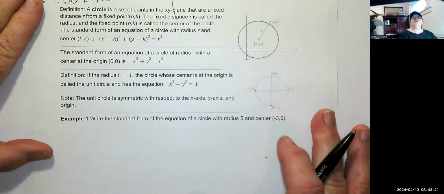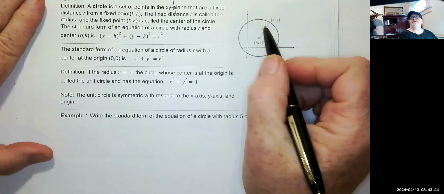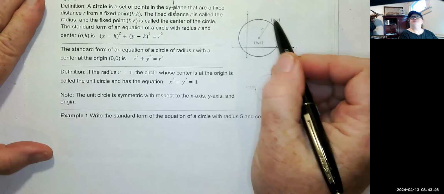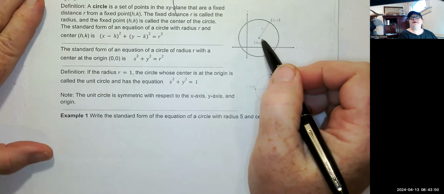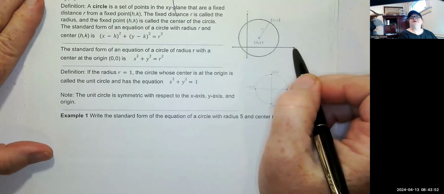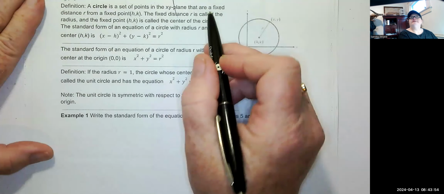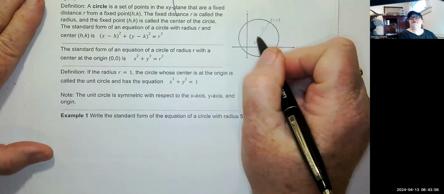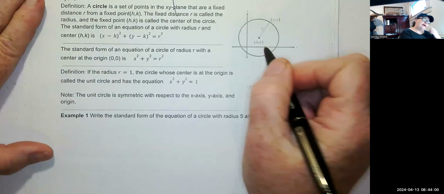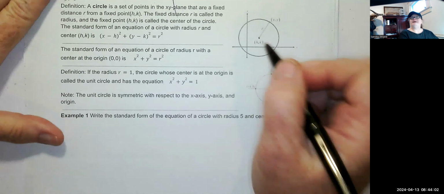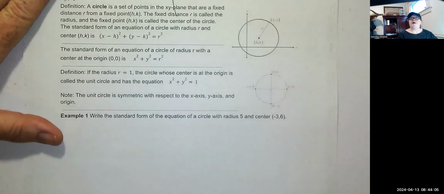The definition of a circle. A circle is just a set of points. So we're looking at our circle, and these are just a bunch of points shoved together on an XY plane, which is our Cartesian coordinate system, that are a fixed distance r from a fixed point (h, k), and that (h, k) is the center of the circle. Remember, (h, k) was also our vertex for our parabola.